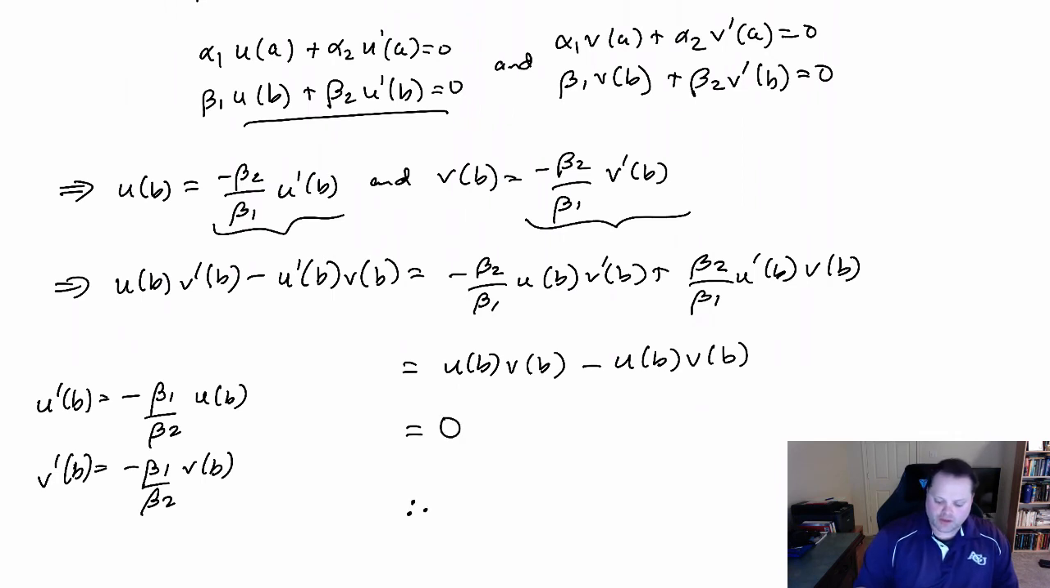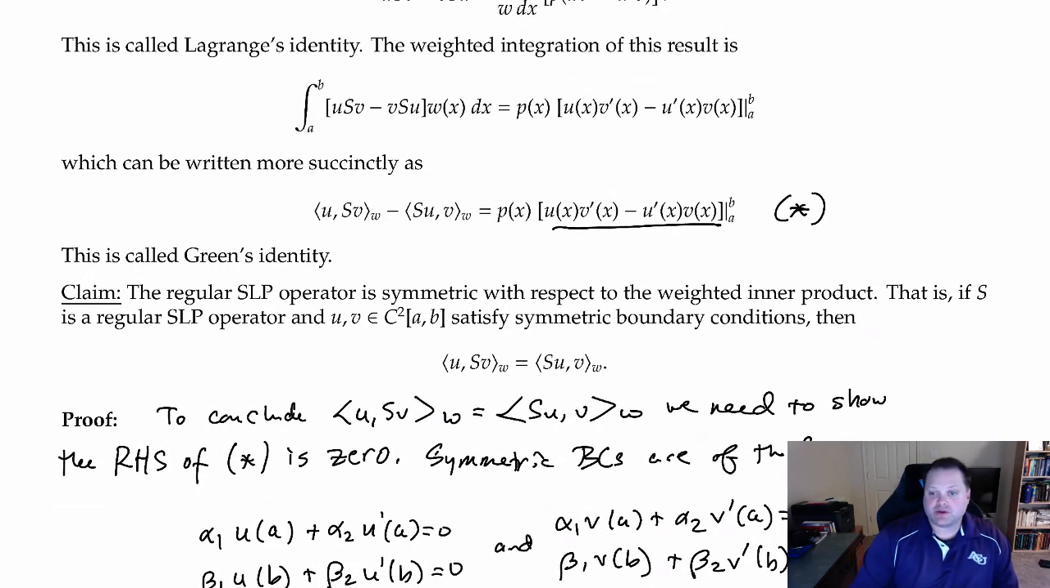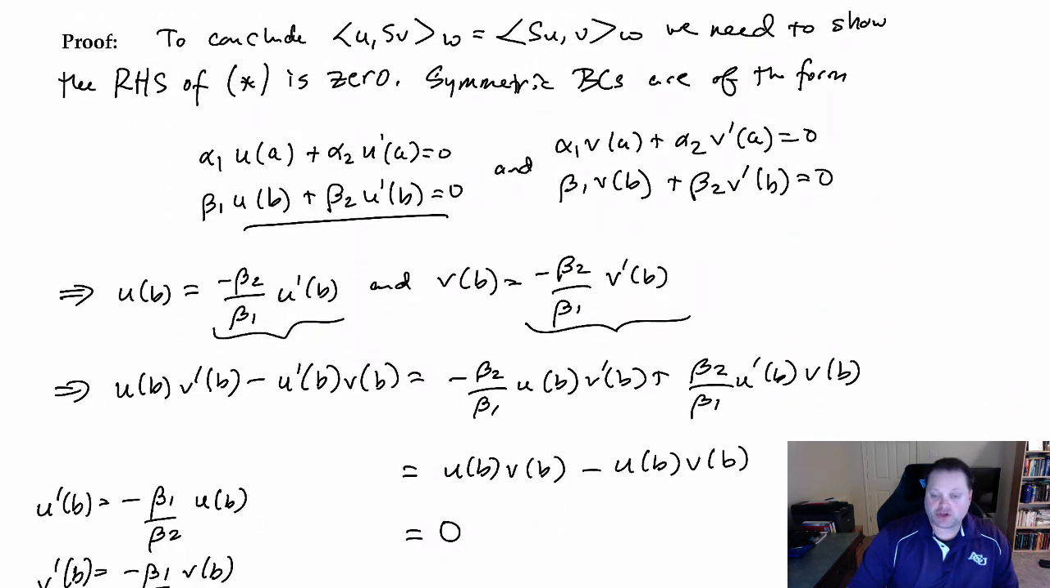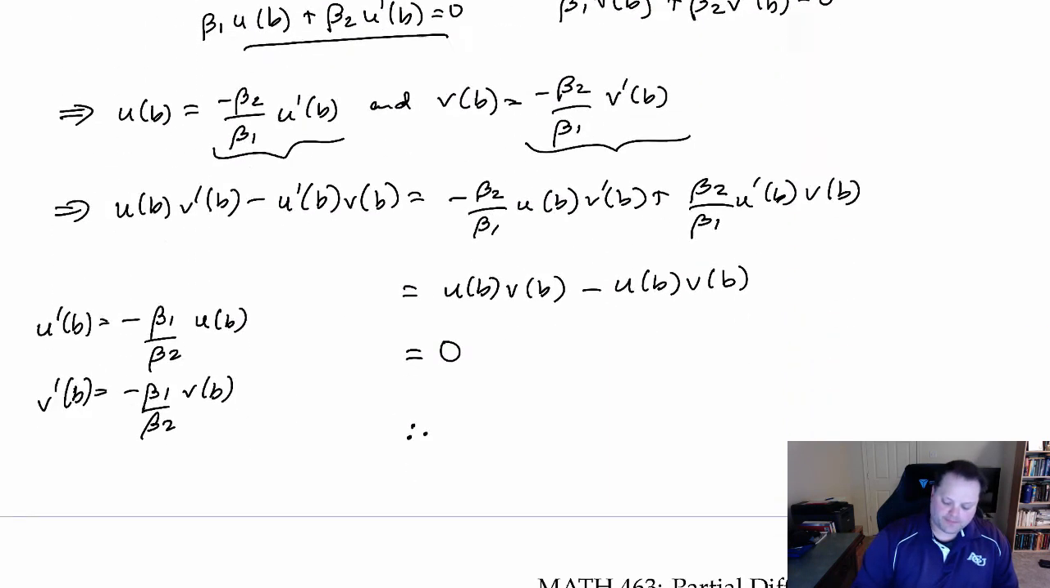So the conclusion is, at least at b, this right-hand side disappears. You can do a similar argument to show that the right-hand side of this equation disappears at a, which implies that the difference of these inner products is 0, so they have to be equal to each other. If they're equal, then this property is known as symmetry. In other words, you can look at the SLP acting on either part of your inner product interchangeably, and it still gives the same inner product result.